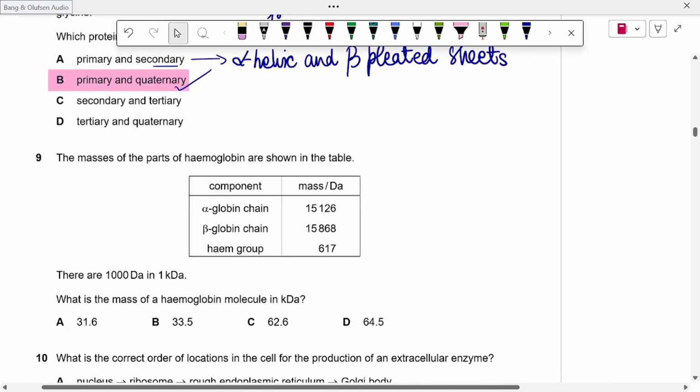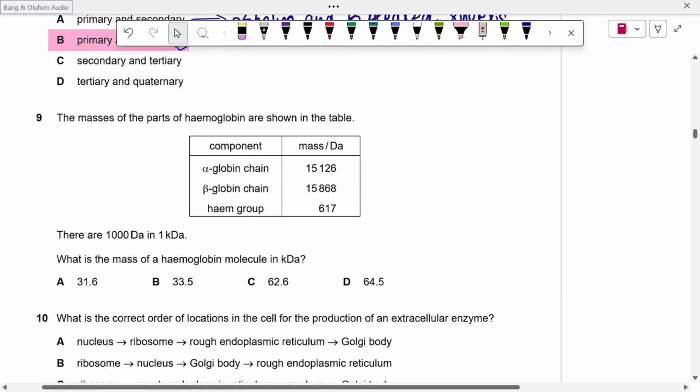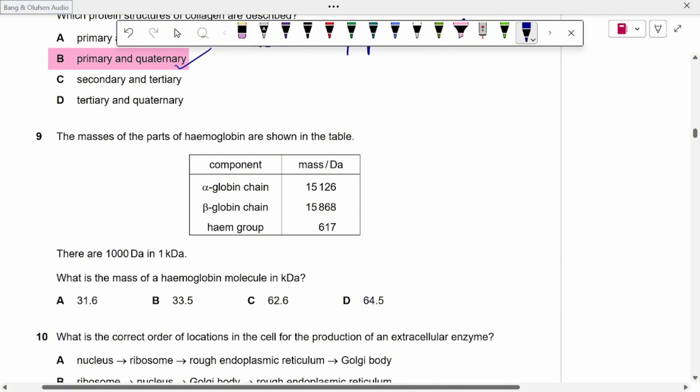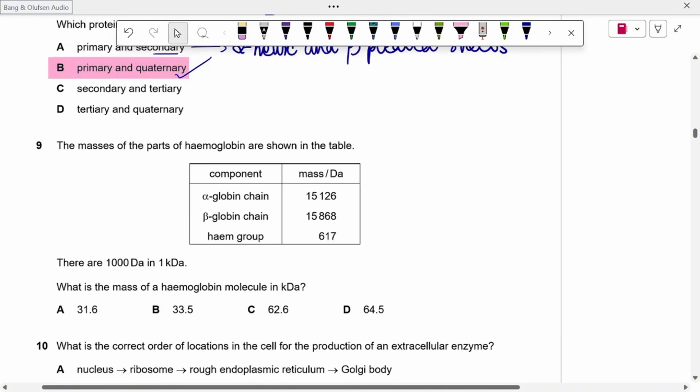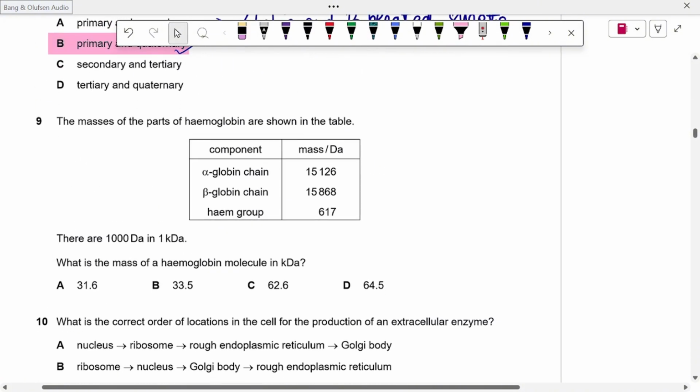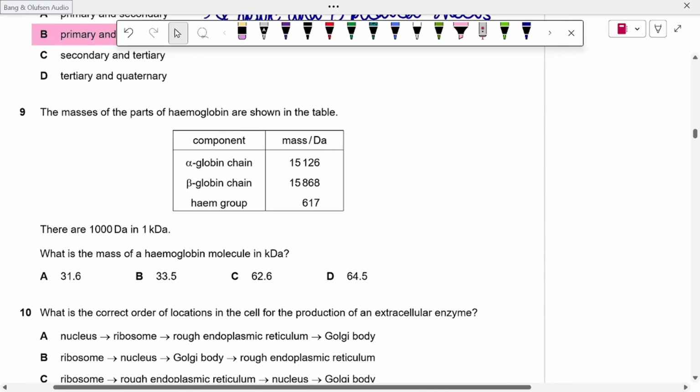Okay, this paper has quite a few math questions, so make sure you remember the formulas for percentage increase and percentage decrease. Question number 9 is also a calculation question. The masses of the parts of hemoglobin are shown in the table. The component is given and its mass is given in Dalton. Alpha globin chain weighs this much in Dalton, beta globin chain and your heme group. There are 1000 Dalton in 1 kilo Dalton. What is the mass of hemoglobin molecule in kilo Dalton?